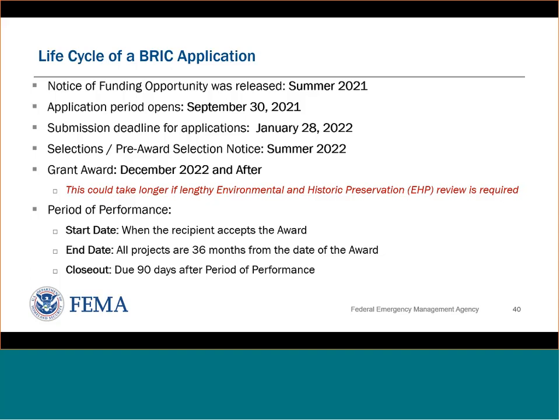And then selections. That's when these selections will post to FEMA.gov from our headquarters. This is when you receive the selection and pre-award selection notice, so it'll be posted there on FEMA.gov. This is generally a summer of 2022 timeframe. As we get closer, we'll maybe have a more accurate month estimate, but we generally say summer of 2022. And then the grant award. For the grant award we make that estimate of December of 2022 and after.